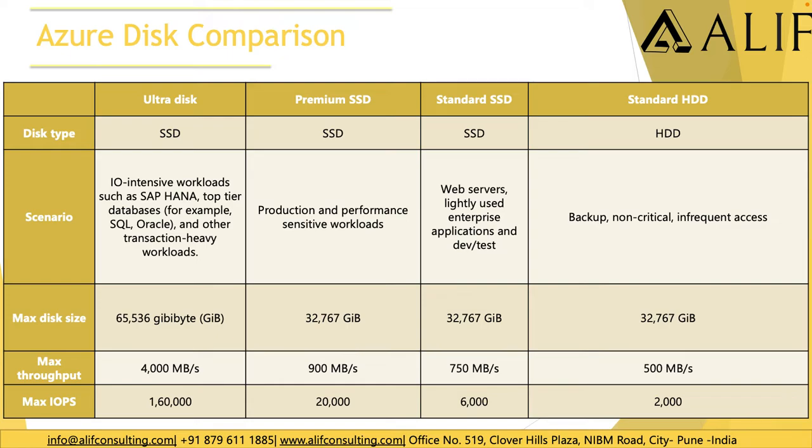All of these four disk types have their own maximum disk size, maximum throughput, and maximum IOPS limits. Just one thing I want to mention here is that Azure disks have different plans according to the sizing. So for the premium SSD, it starts with P1, P4, P10, P20, P30, and all of those disk types have different IOPS, maximum throughput, and sizing limitations. We'll show you in the demo.